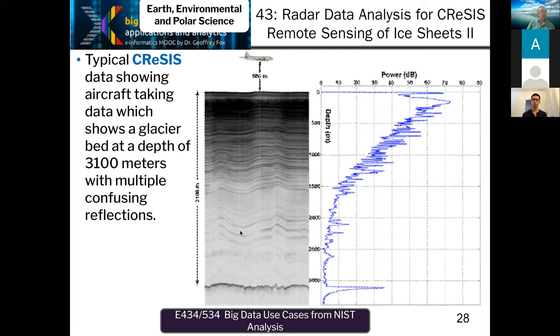And here is the bottom of the glacier. And this distance here is 3 kilometers. So you can see that here is the signal from the radar, and it actually is pretty confusing. Here, the bottom is the bottom, and fortunately it's quite strong here. But there are all sorts of confusing signals, which you have to disentangle when you do the analysis.